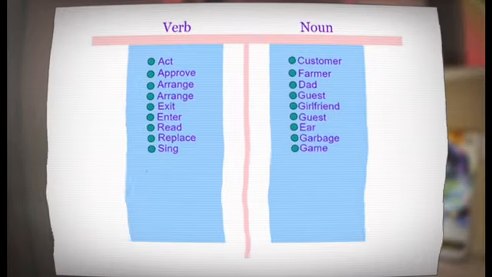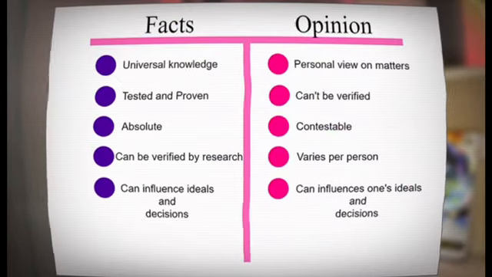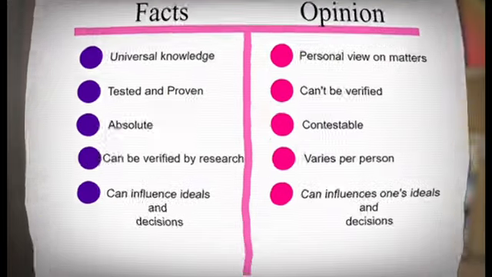A T-chart separates information into two categories. A T-chart can be used to compare and contrast two things, to list advantages and disadvantages, or to separate facts from opinions.